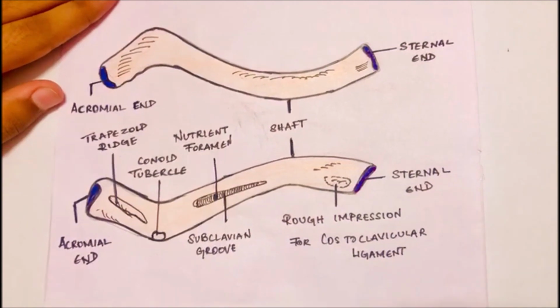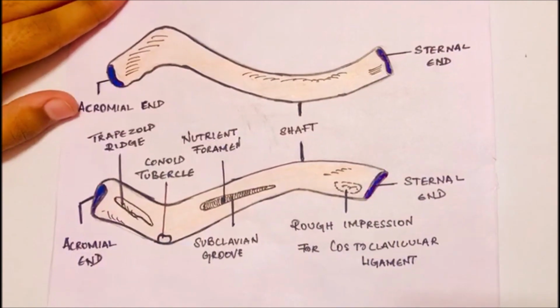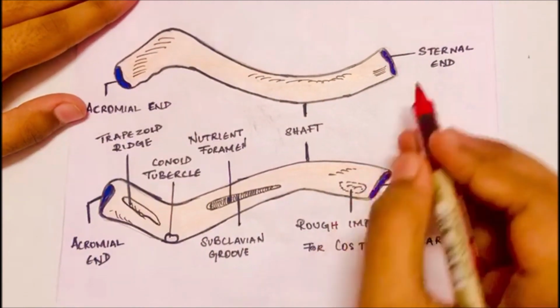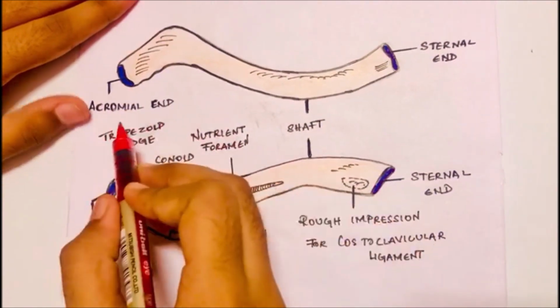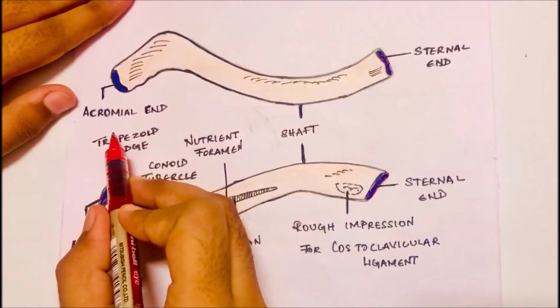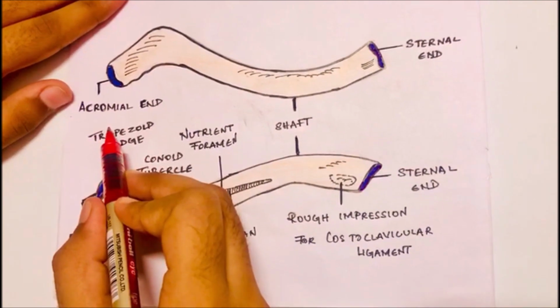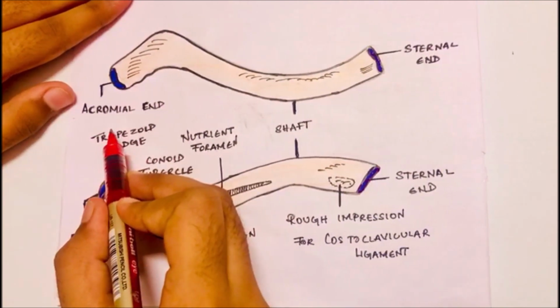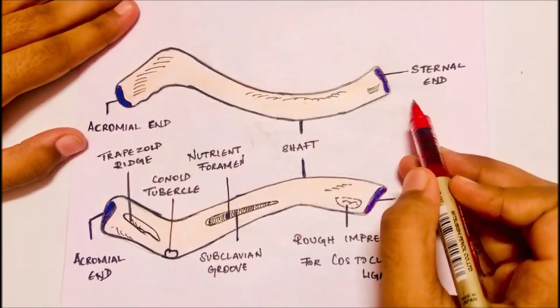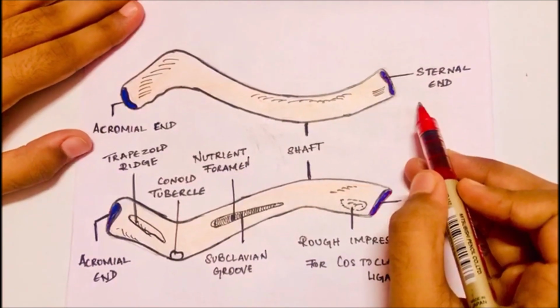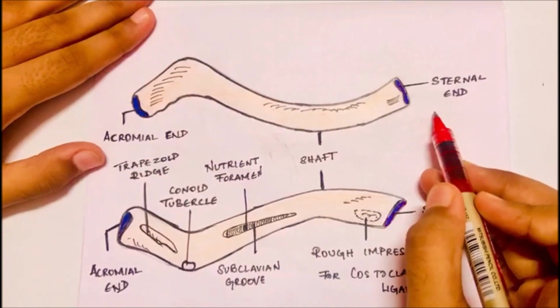Now I will be explaining to you the parts of the clavicle. The clavicle consists of three parts: the medial end, the lateral end and a shaft. The lateral end is also called the acromial end, which is flattened above downward and articulates with the medial margin of the acromion process. The medial end is also called the sternal end, is enlarged and quadrilateral. It articulates with the clavicular notch of the manubrium sterni.